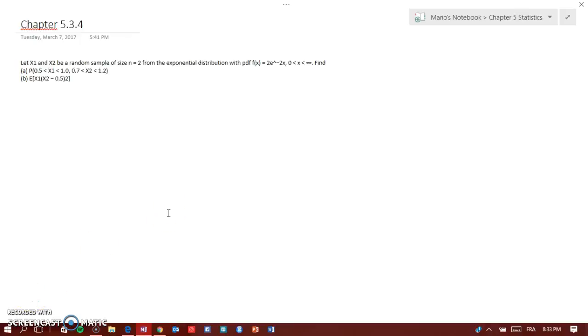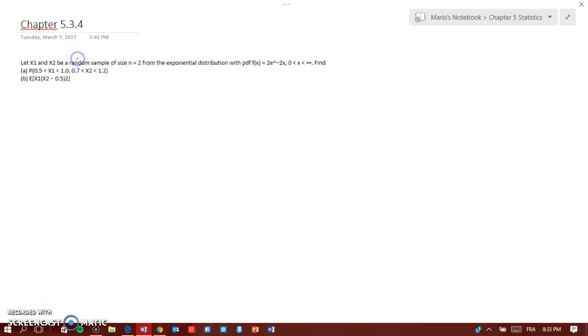Okay, so let x1 and x2 be a random sample of size n equals 2 from an exponential distribution with PDF as given. So we need to find the probability of part A. So how are we going to do this?